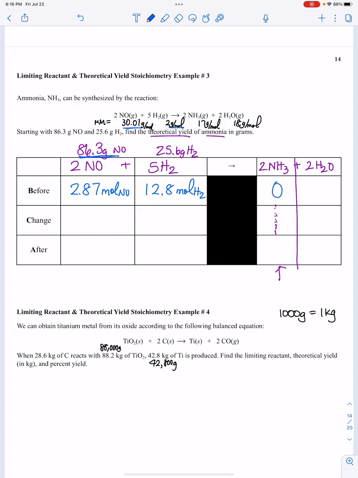Before the reaction starts, I don't have any products, right? This is our before. This is usually given. Before the reaction starts, I have no products before the reaction.